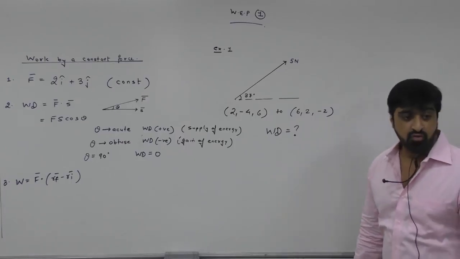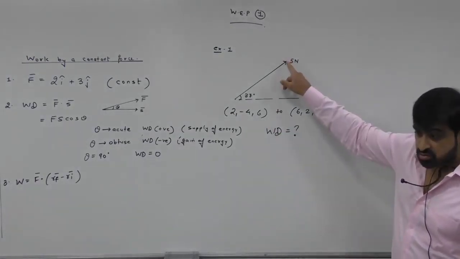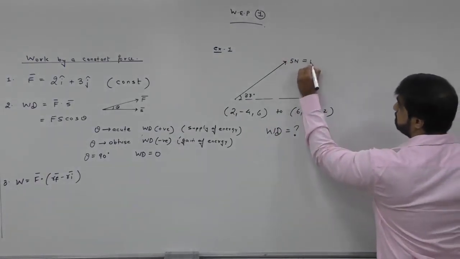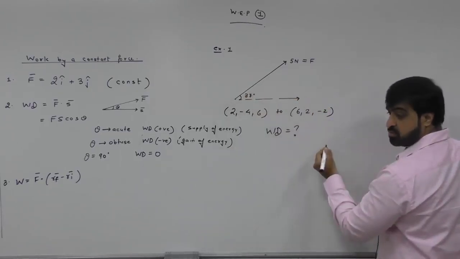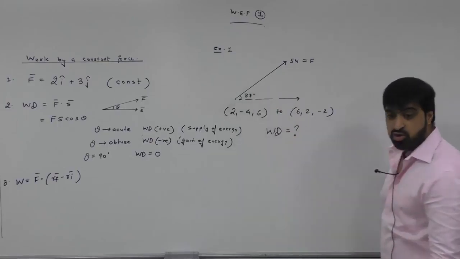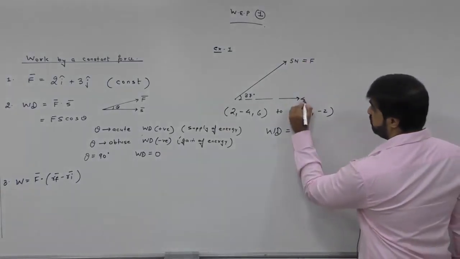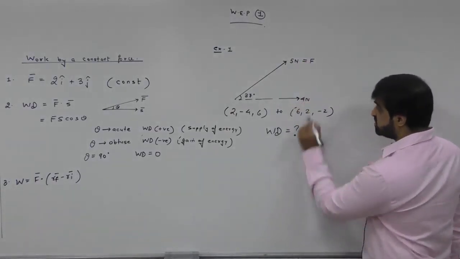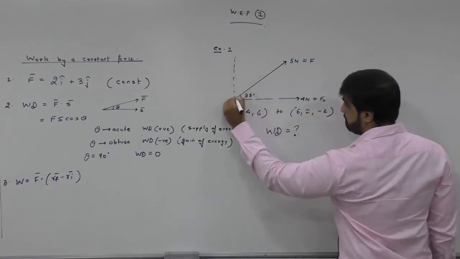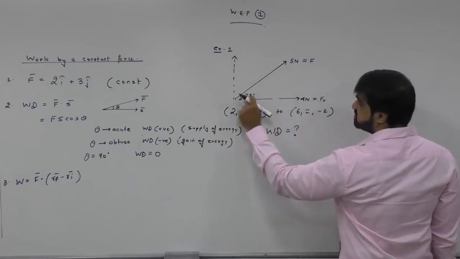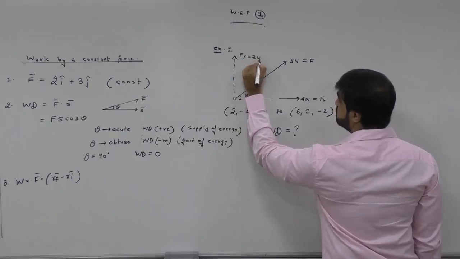Okay, how to find it? Can I split the force into 2 components? The direction is 37 degrees. Can I write this as F cos 37? Cos 37 is 4 by 5, and 4 by 5 of 5 will become 4 Newton. This is your Fx. And Fy will be F sine 37. Sine 37 is 3 by 5, so Fy is 3 Newton, right or not?